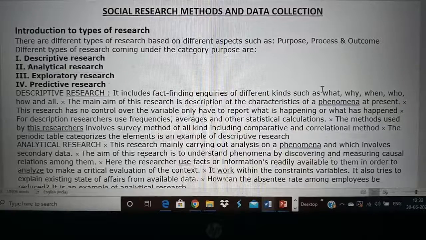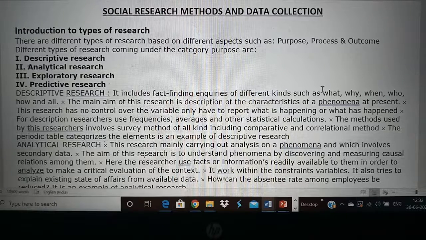Good afternoon, students. The next topic, the next chapter in fact, is social research methods and data collection. So we'll start with the social research methods. This is a very important topic because next year, when you do research, you will be using one of these methods. So first, you have to know what the methods of research are, what the different types of research are.